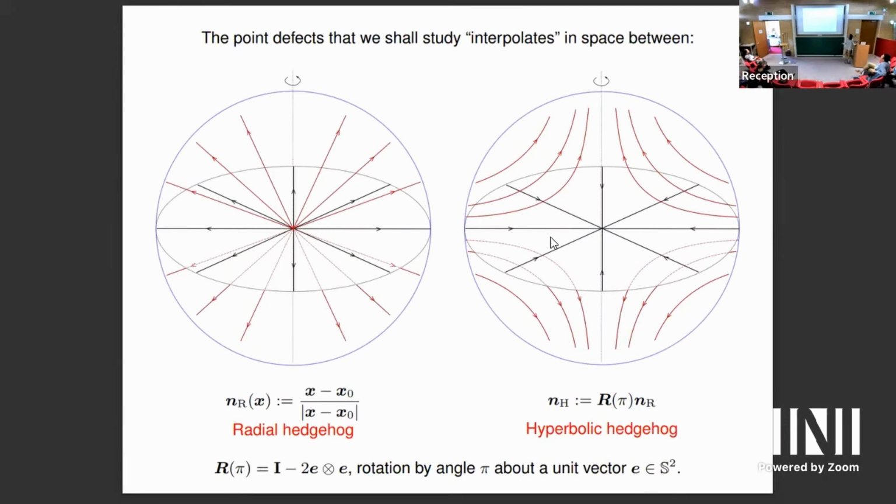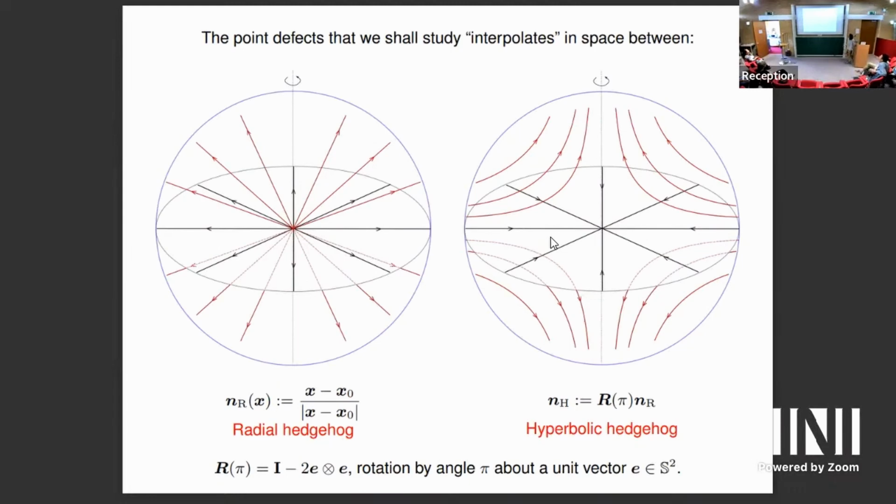The point defect that we want to study places itself between the radial hedgehog and the hyperbolic hedgehog. And here I present the field lines of the radial hedgehog on the left and of the hyperbolic hedgehog on the right. They are the integral lines to which the director is tangent. They are drawn in black on the equatorial plane of the droplet and in red on the median plane. And the whole picture is obtained by rotating these lines around the polar axis.